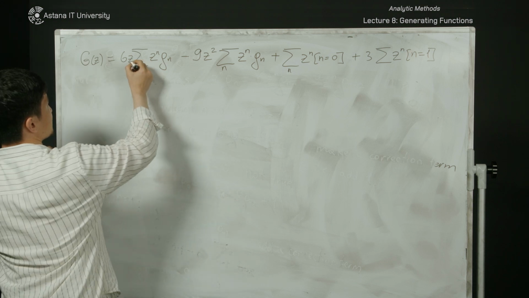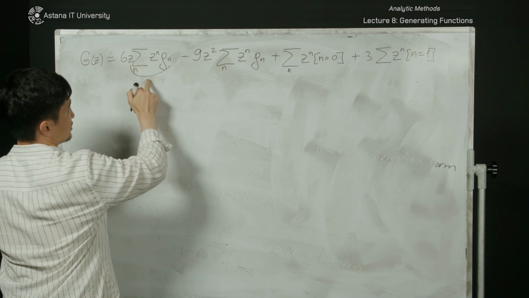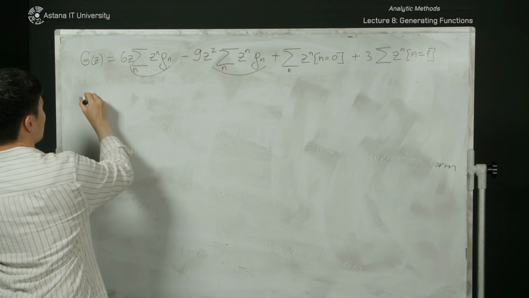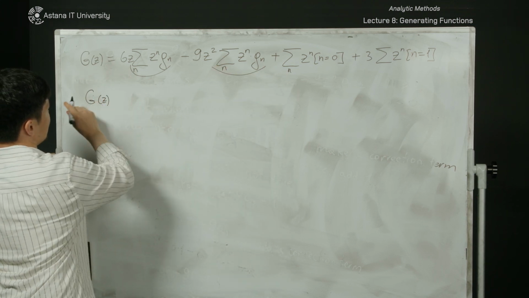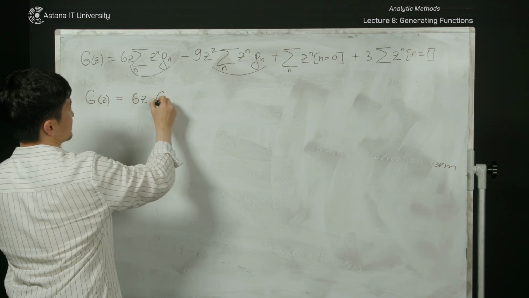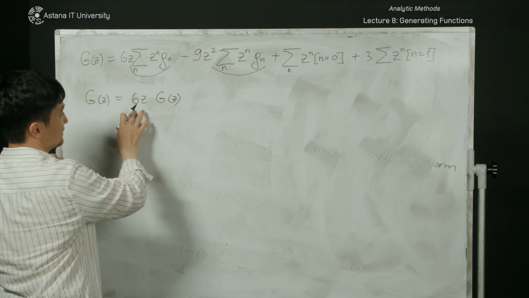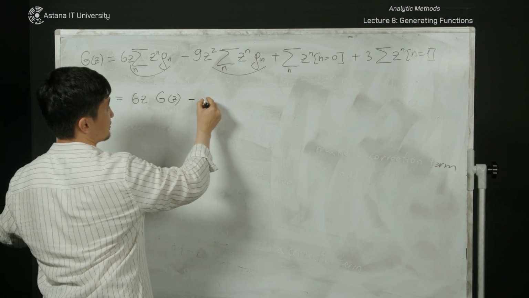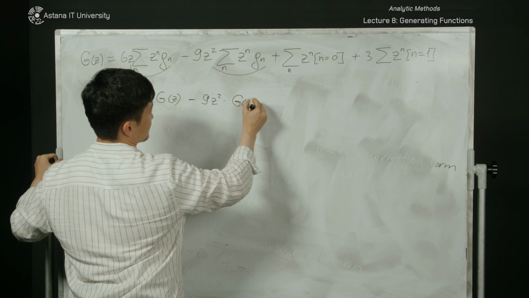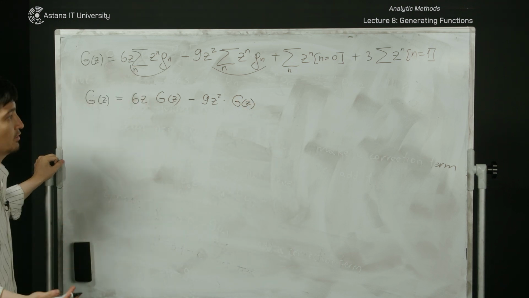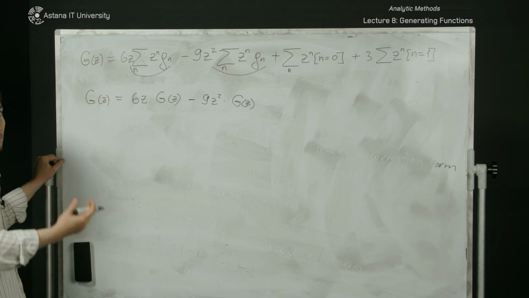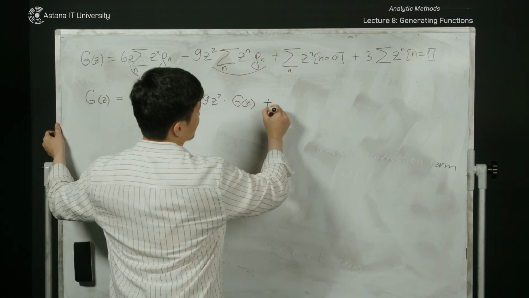Okay, great. So this one is g of z. This one also g of z. So I can simply write g of z on the left side is equal to 6 times z times g of z, 6z times g of z minus 9z squared times g of z. Great, right? We're expressing all the terms in terms of g of z, or in terms of the definition. And what about this one?